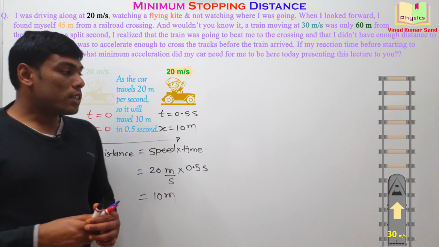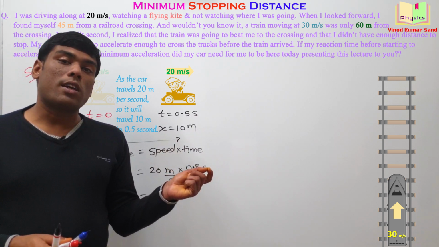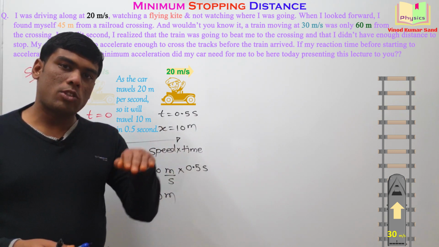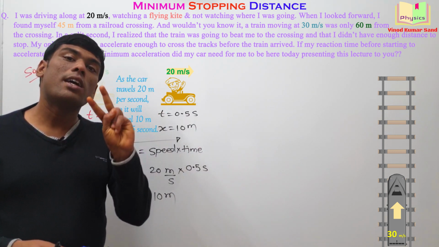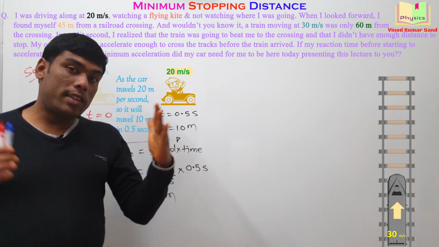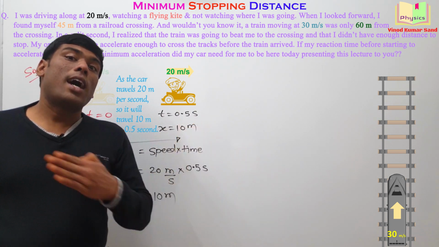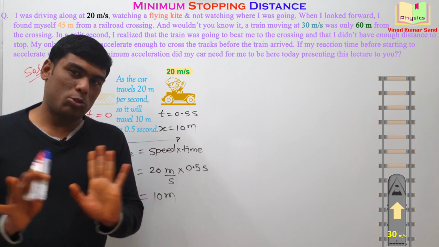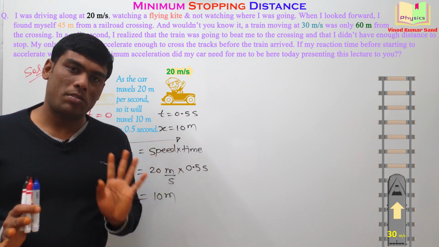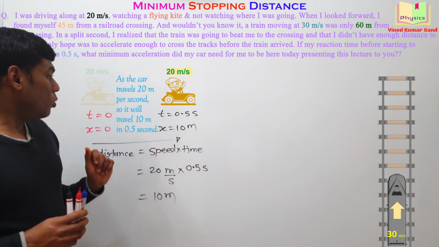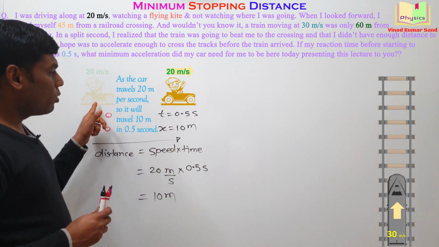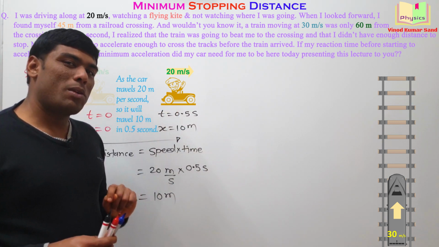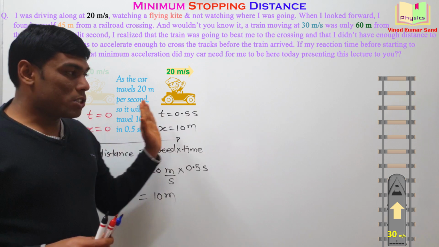Okay. Now, the train will reach the crossing in how much time interval? The speed of the train is 30 meter per second and it has to travel 60 meter. So it will actually take 2 seconds. And in that available window of 2 seconds, I should cross the crossing. We are assuming everything to be a particle here. You should not bother about the size of the car or the train. Okay. So out of that 2-second available window, I have consumed here 0.5 second. So how much is the remaining time available for me to cross the crossing?